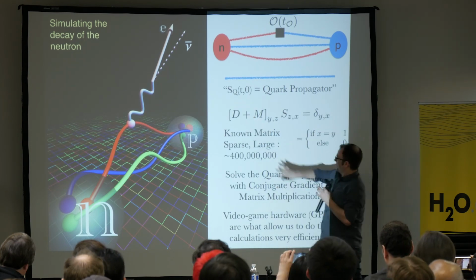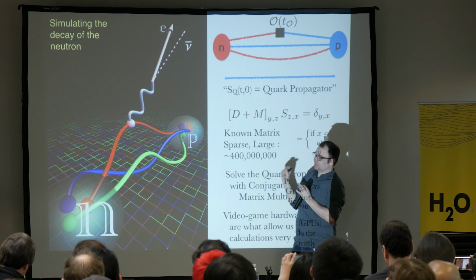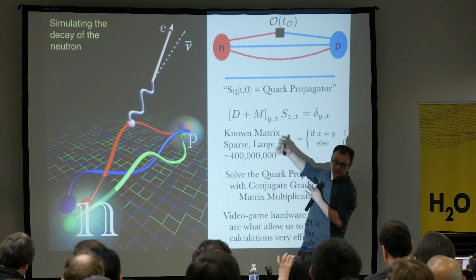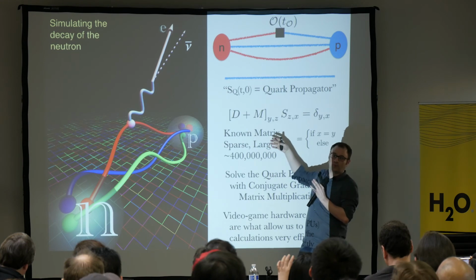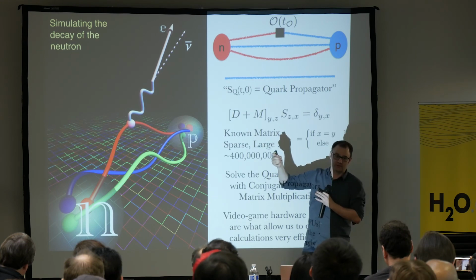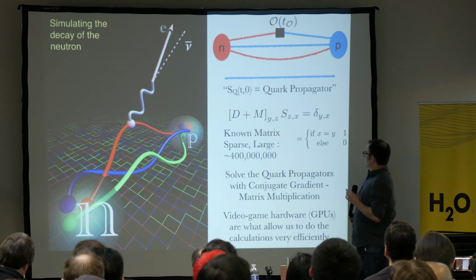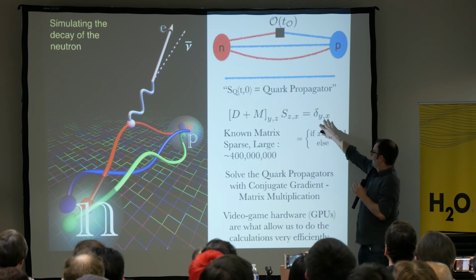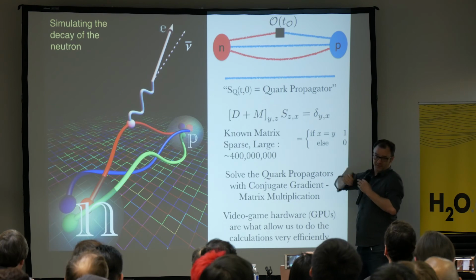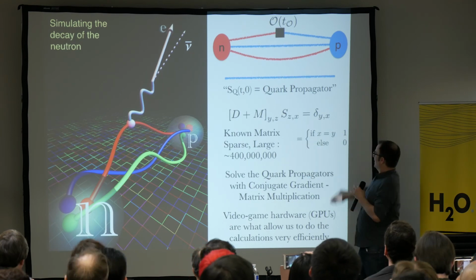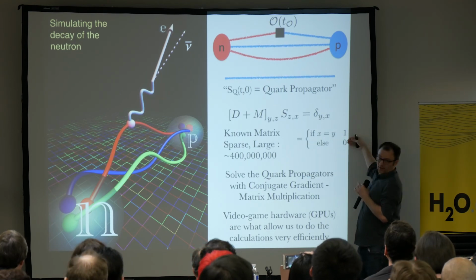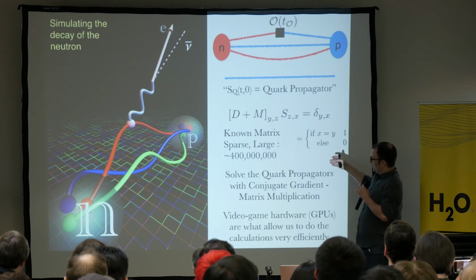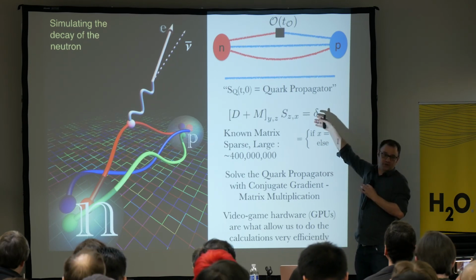And the way we solve it is there's some known matrix. It's a large matrix. It's about 400 million size in each dimension. But it is also a sparse matrix. But it also has a bad condition number. And it's equal to a delta function. If you don't know what that means, it means if x equals y, so x and y here are my space-time dimensions, if you're at the same point, you get 1, else 0. If you know anything about linear algebra, you know you can solve this equation with a conjugate gradient method.